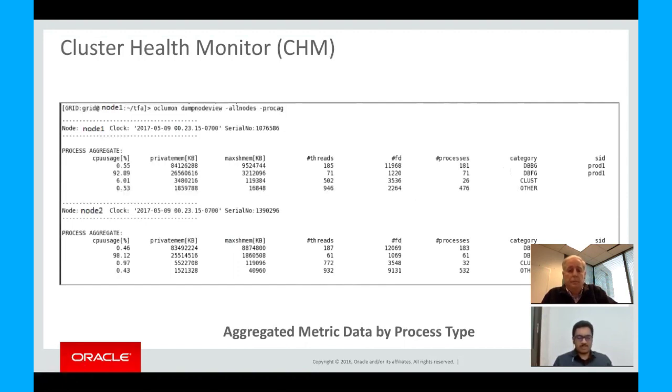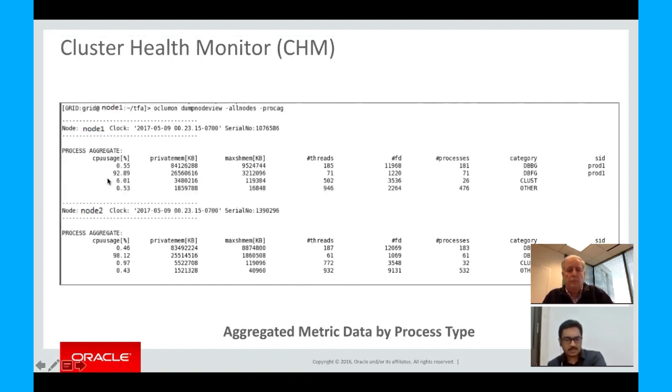Once every process running in the system is tagged, we do metric aggregation across these various categories. What we are seeing here is aggregation of these various metrics across all these categories. If you look at the first column, we are seeing the percentage CPU usage. What this tells us is, out of the overall CPU that is currently being utilized in the system, which category is consuming what percentage of that CPU. In this example, 92.89% of the overall CPU that is being utilized in the current machine is being consumed by DB foreground processes of the prod1 database. I see.